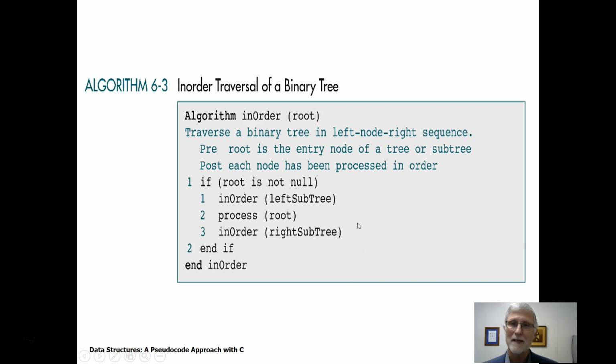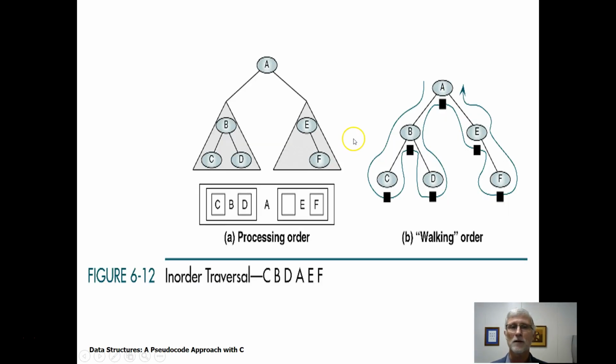So now let's look at in-order. This is the same sequence. I go left, node, and then the right. So again, I call the left subtree, process the root, process the right subtree. The algorithm is fairly simplistic, all because of recursion. If you try to do this with a linked list or an array, it could be pretty difficult.